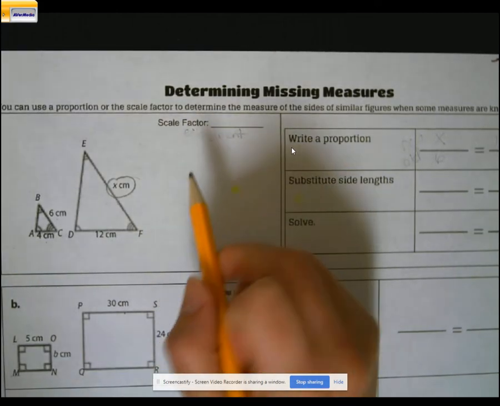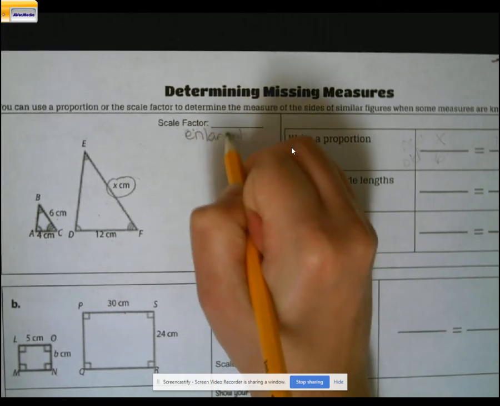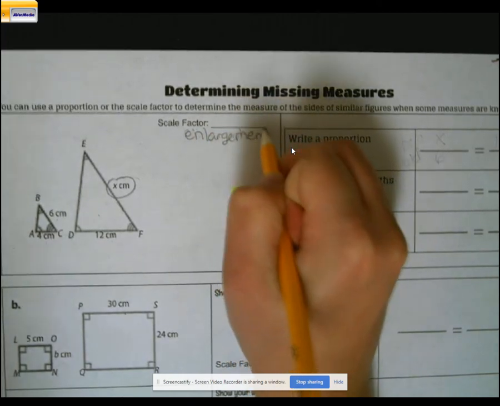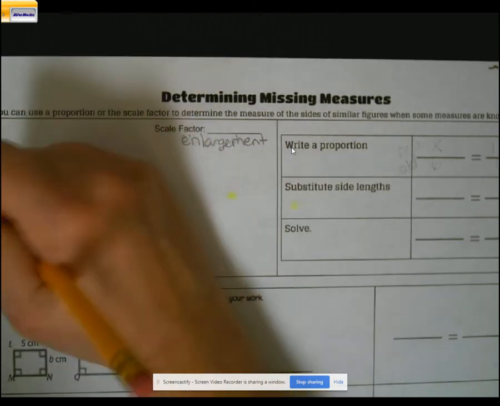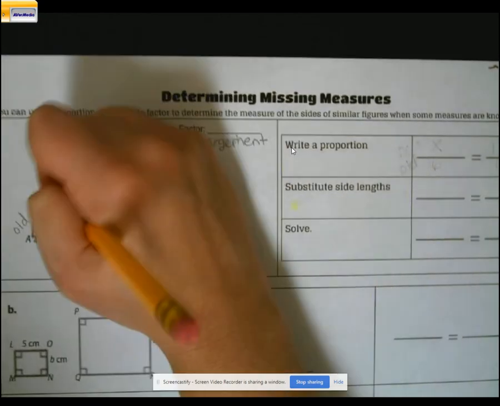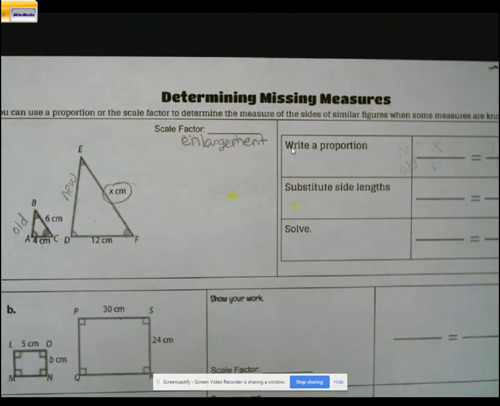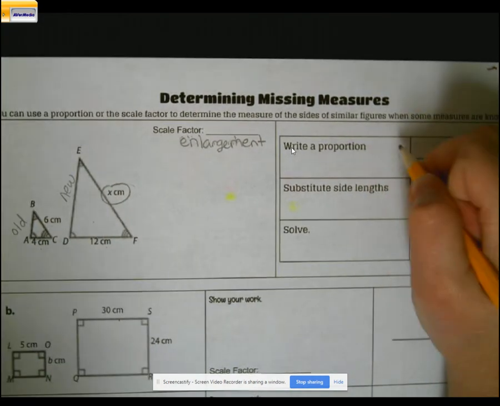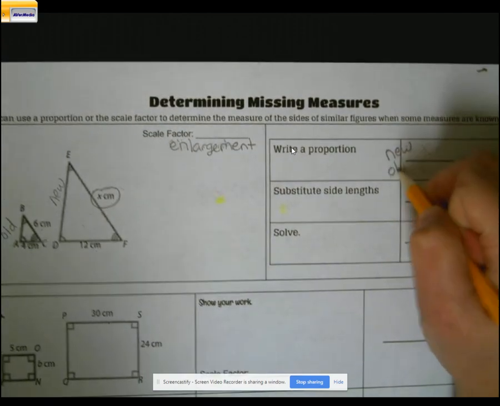Also the scale factor. So I'm noticing it's getting bigger. So I'm going to go ahead and write enlargement, so that I know that when I find my scale factor, it should be greater than 1. Right, so then I'm going to be setting up my proportion. So this is my old shape. This is my new shape because I'm turning the small one into the larger one. So I always start when I'm setting up my proportion, I write new over old.